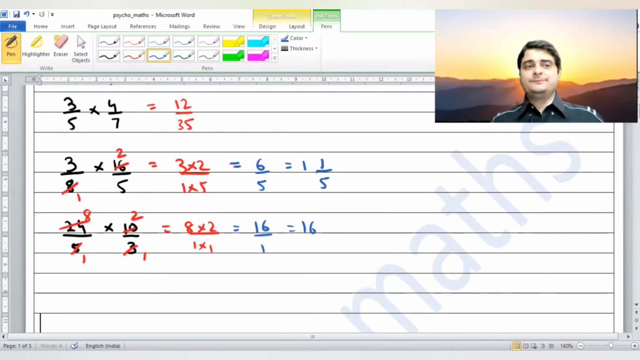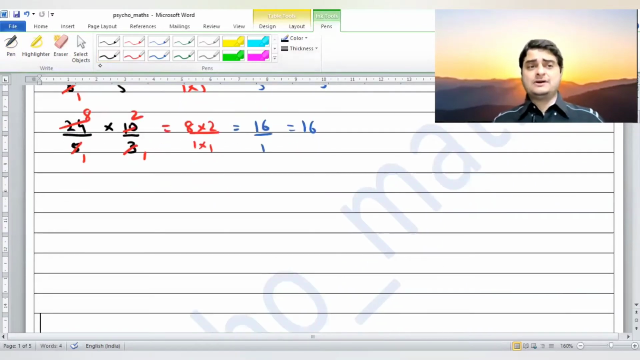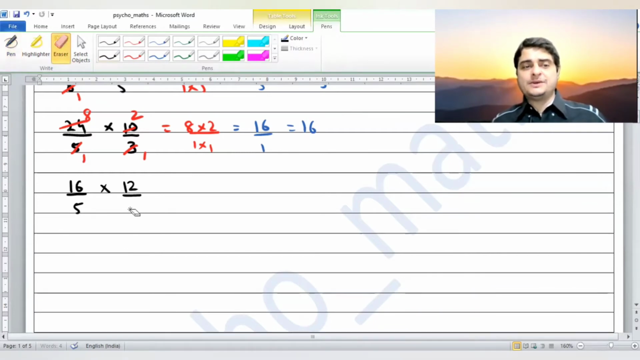Okay, moving ahead, there might be a question in the minds of the viewers. We are looking at the cross connection, but what if we get cancellations within the same fraction, as if it is 16 divided by 5 multiplied by 12 divided by 3? Check this over here, or if we want to modify the question further, we can make it 12 upon 15.